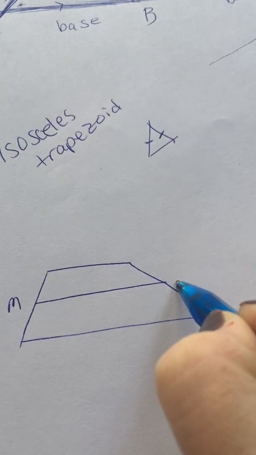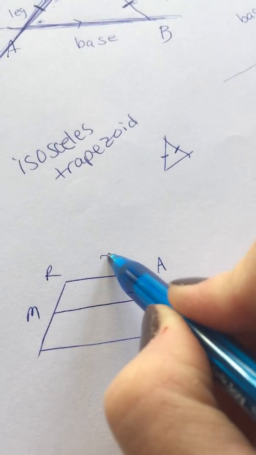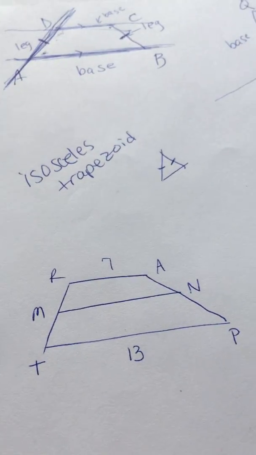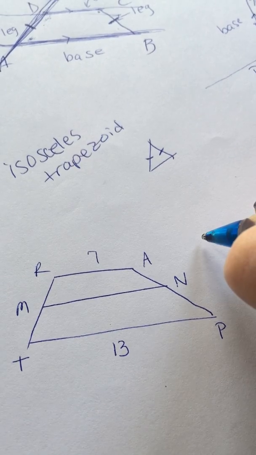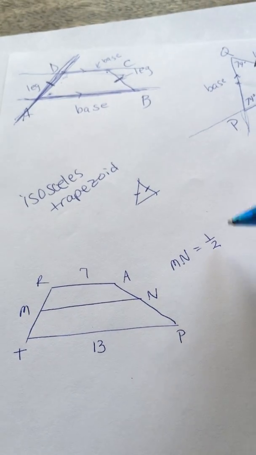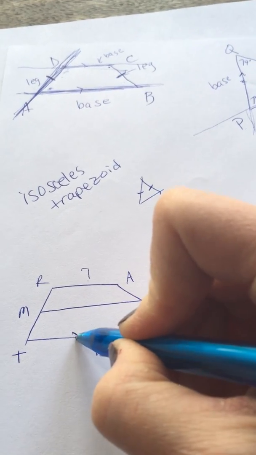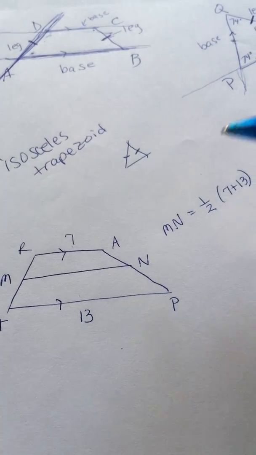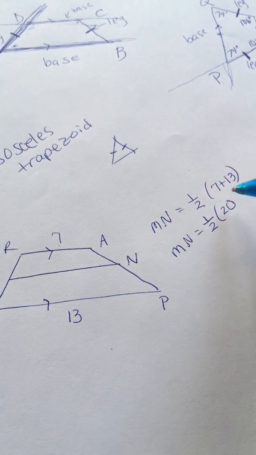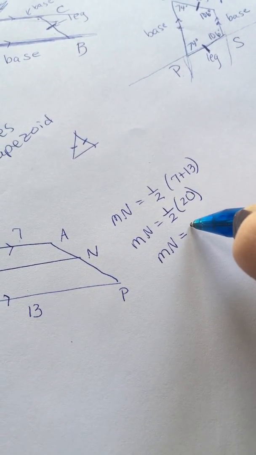Let's say that they tell you that MN is a midsegment, and they tell you that RA is 7 and TP is 13. So MN will be 1/2 of 7 plus 13. You add up the two bases. I know these are bases because they're parallel. You add up the two bases and you cut them in half. So MN will be 1/2 of 20. MN will be 10.